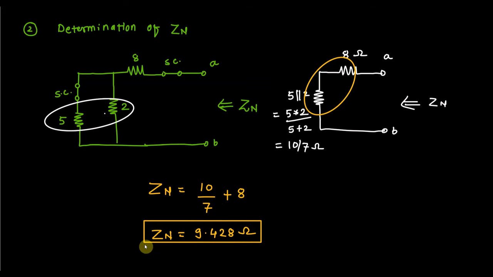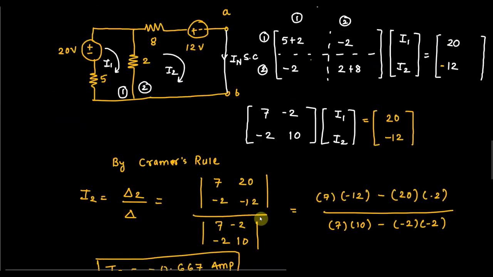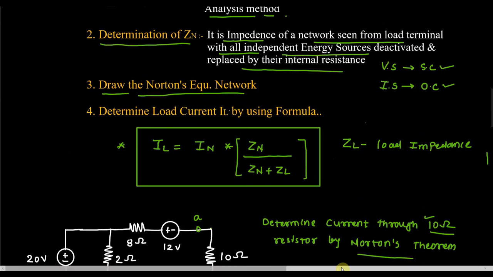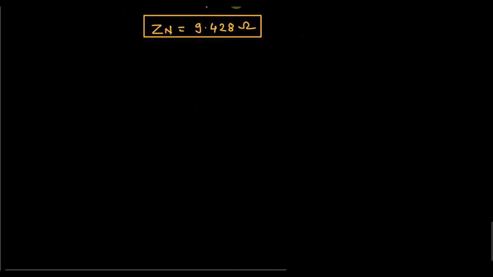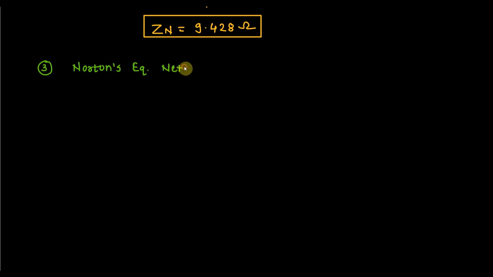So by simply calculating the value of Zn, meaning by deactivating all the energy sources and seeing from terminal AB, you will get the value of Zn. This is very simple. Now, after making the two steps, what will be our third step? Draw the Norton's equivalent network. Now see how to draw the Norton's equivalent network.